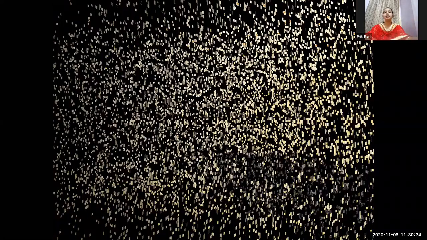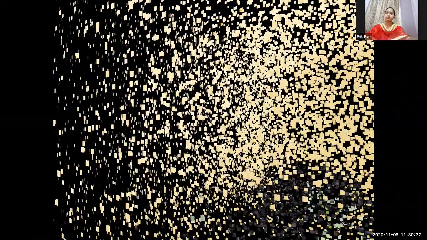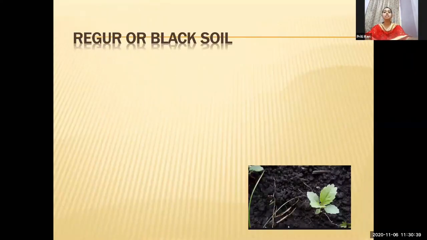Now come to the next slide. Now this is REGUR or black soil. As the name suggests, the soil is black in color. You must have seen some soil, the colors of the soil are different. Some are black, some are reddish in nature, some are bluish, yellowish, brown. So there are different types of soils and they have different colors. The color depends on various factors that we'll learn afterwards.